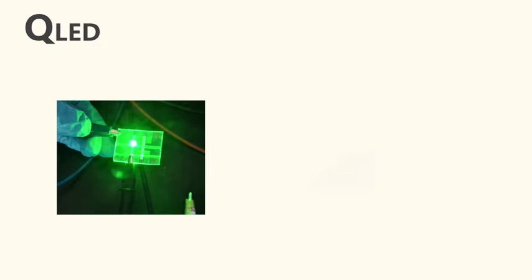QLED is basically the same as the traditional inorganic LED. The difference here is that the emissive material is changed to quantum dots, so QLED inherits many characteristics from QDs. This is a green light QLED fabricated in the lab. Let's take a closer look.